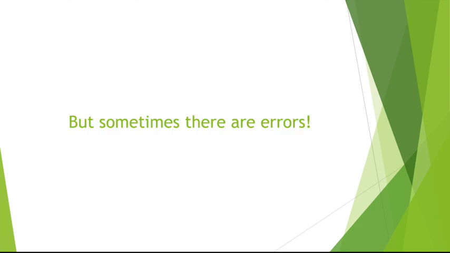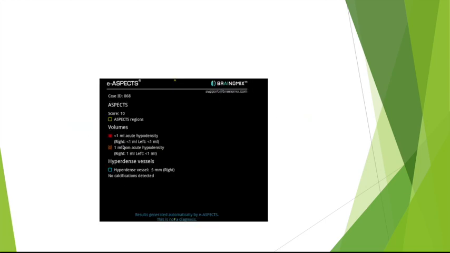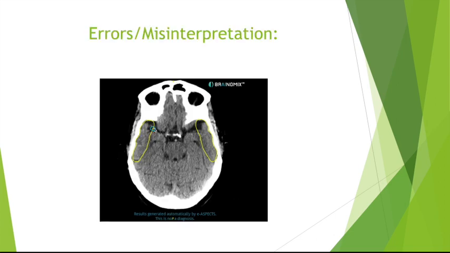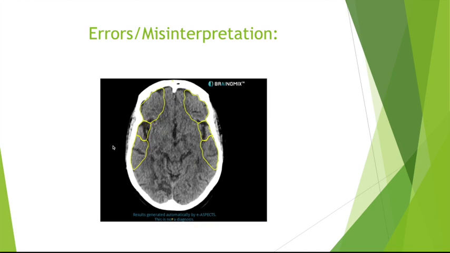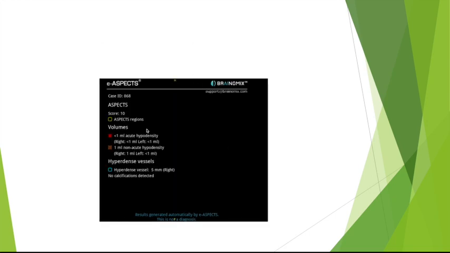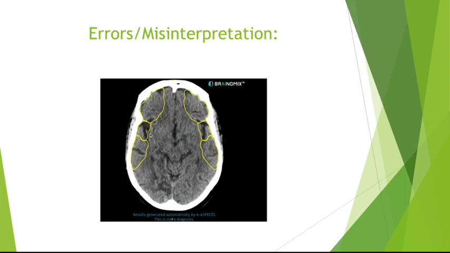However, sometimes there are errors. For example, have a look at this screenshot. As you can see over here, this report mentions that there is a hyperdense vessel of 5 millimeters in length, and it is demarcated over here, but you can see that this is not a hyperdense vessel. Similarly, this brown shading that you can see over here, if you look at the color coding, means non-acute hypodensity. So it is demarcating this area as an area of non-acute hypodensity, but it isn't. It is just the Sylvian fissure.